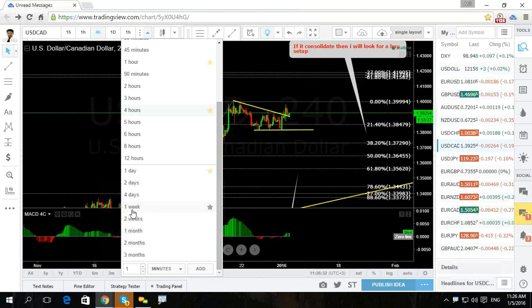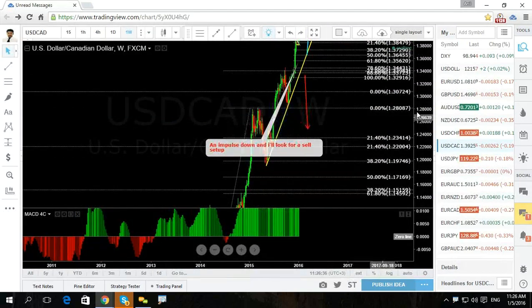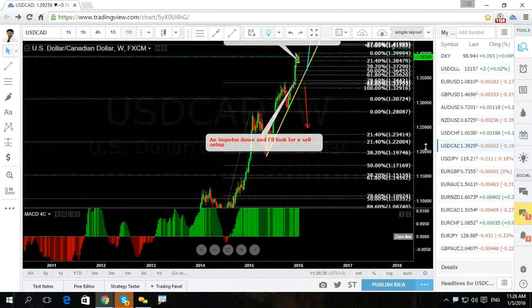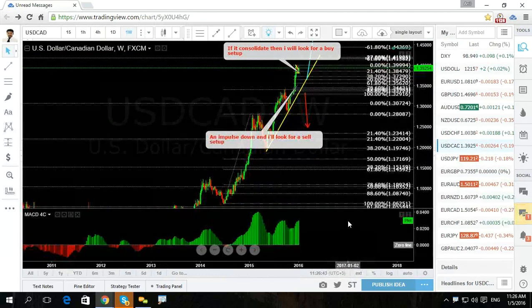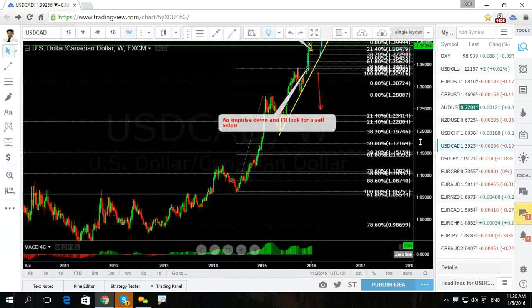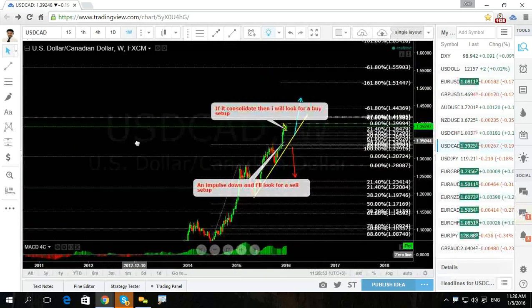You go to the weekly chart and you look at the CAD. This is what CAD has been doing for the longest while. It has been going up. Starting from here, it has been going up. It's about time it makes a downside move very soon. So to the upside, there were trades, but it's limited now.